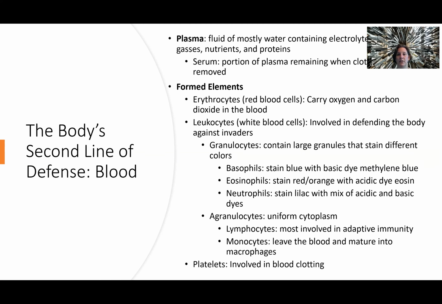types. We have the granulocytes and the agranulocytes. So basically, we are dividing them based on how they look under a microscope. Granulocytes have large granules that stain different colors under the microscope. Agranulocytes don't look that way. So the granulocyte groups are basophils, eosinophils, and neutrophils, and I've given you how they stain here. They each have a different role. And then for agranulocytes, we have lymphocytes and monocytes.